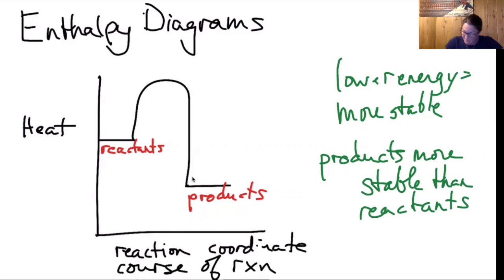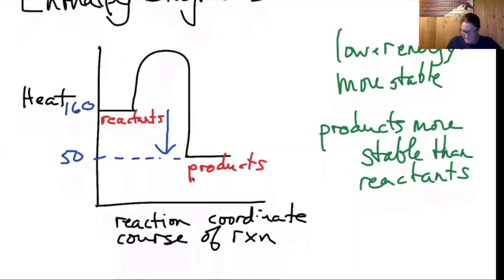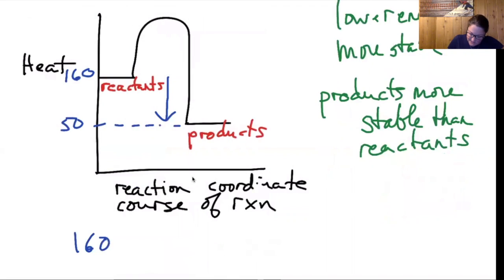If I want to attach numbers to it, suppose we have a value where the products are something like 50, and where the reactants are, we have something like 160 units, probably kilojoules. Then over the course of the reaction, we start at 160 and we end up at 50. So going from 160 to 50 is a decrease of 110. And so negative 110, that is the delta H of the reaction.